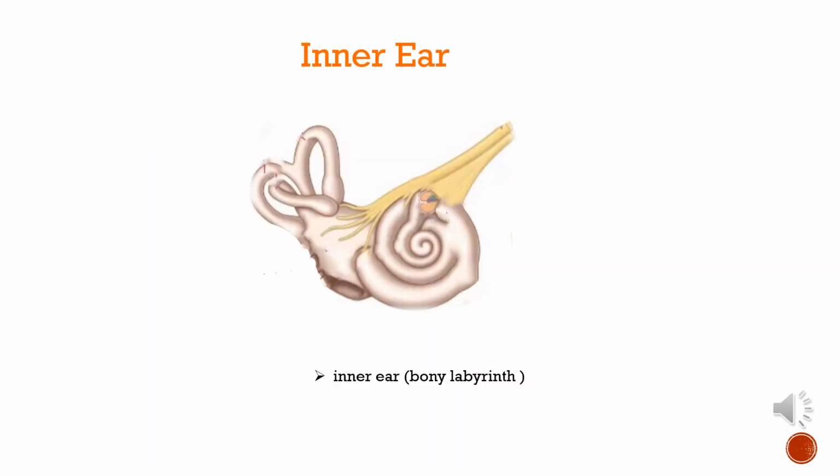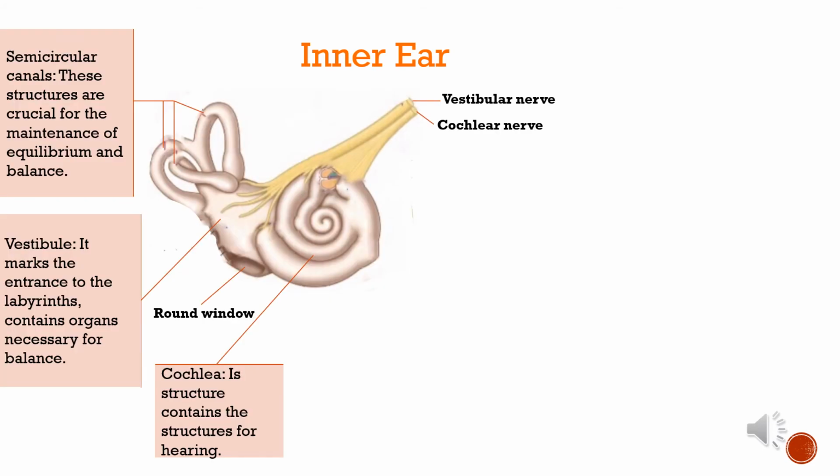The inner ear is a complicated system of passageways within the temporal bone, and this explains why this part of the ear is called the bony labyrinth. The inner ear contains semicircular canals. These are essential for balance. Vestibule, this structure which marks the entrance to the labyrinth, is also necessary for balance. And cochlea, this snail-like structure contains the structures for hearing.